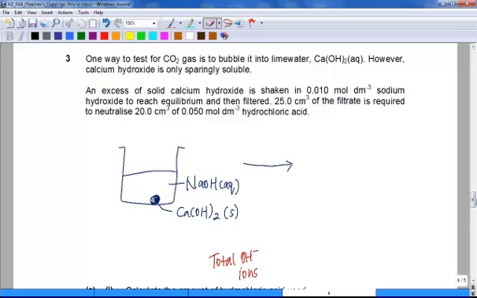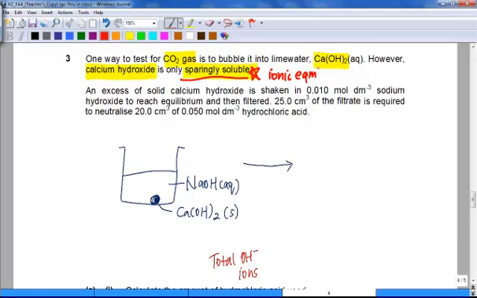Question 3 requires you to draw some diagrams in order to visualize well what is happening. One way to test for CO2 gas is to bubble it into lime water. However, they tell us that the calcium hydroxide is only sparingly soluble. So take note, when you see the term sparingly soluble in questions, the likelihood is they are testing you on ionic equilibrium, because this is where we see salts that are sparingly soluble.